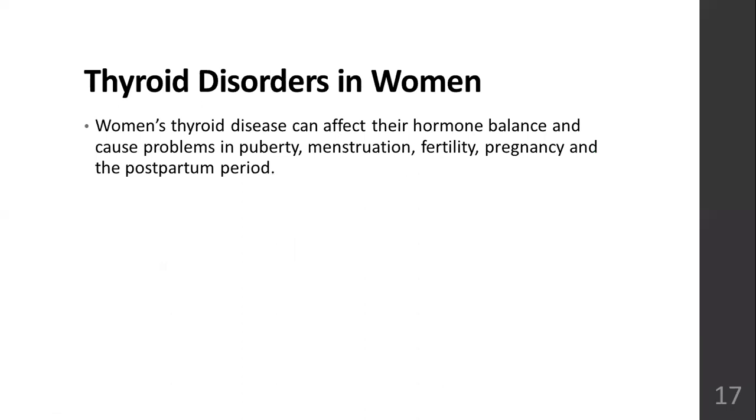Then you have thyroid disorders in women. Women's thyroid disease can affect their hormone balance and cause problems in puberty, menstruation, fertility, pregnancy, and even the postpartum period. That is, soon after pregnancy, when you give birth, your postpartum period starts. So, a lot of reproductive disorders in women are associated with thyroid disorders.